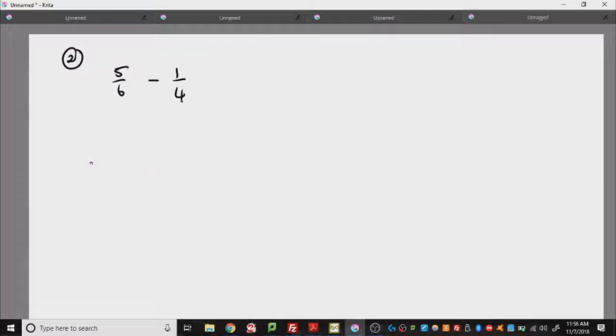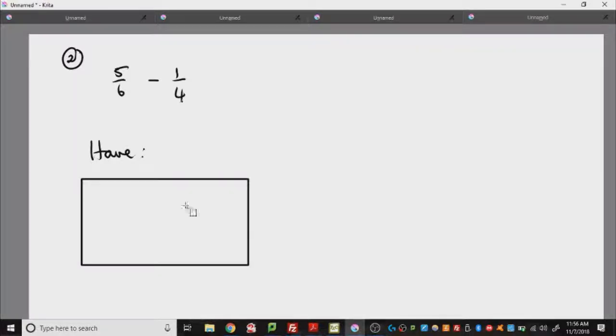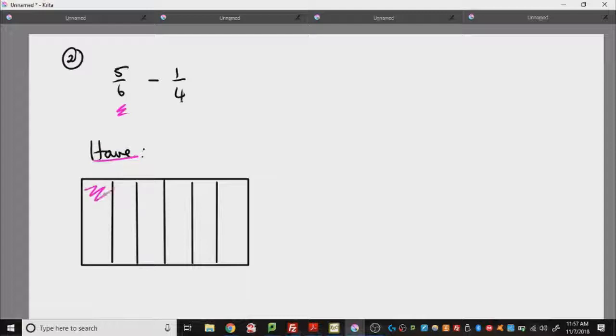But I'm visualizing, and it might be nice to say here, this is what I have. A loaf of bread split up into 6 slices, somewhat equal. And I have, I'll color it pink, 5 of them. That's what I have.